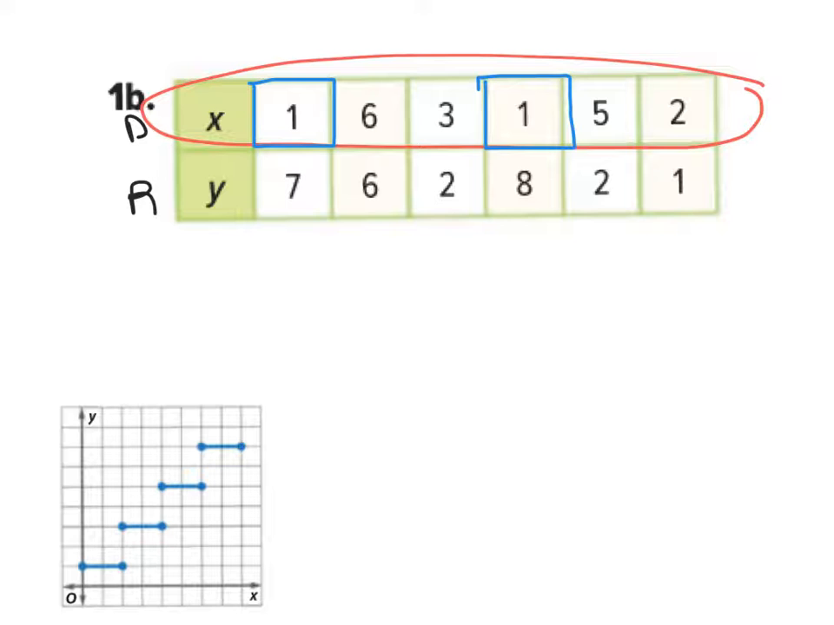Now, for it to be a function, my x's that are the same must go to the same y. So here my x goes to a 7, or we say that's mapped to a 7, and here my x, which is the same x, goes to an 8. So this is not a function, okay? So my same domain go to two different range.